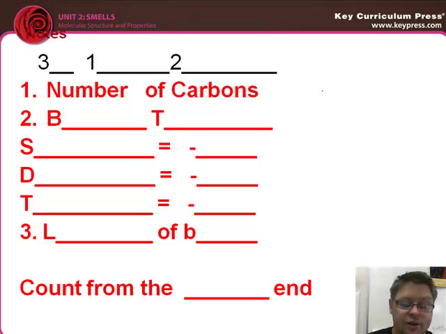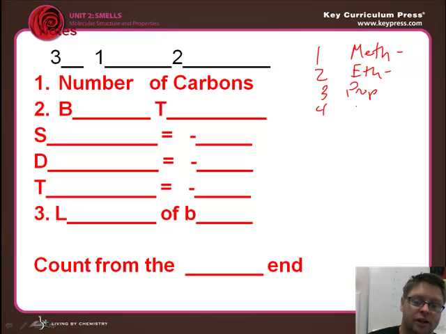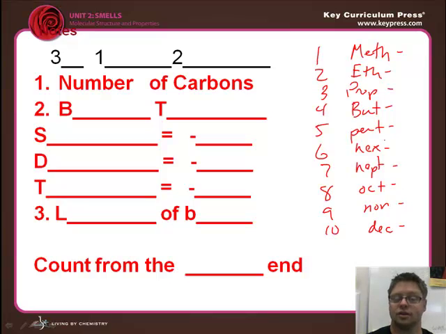As you can see on page S79, there's a chart that gives the prefixes here. 1 is meth, 2 is eth, 3 is prop, 4 is but, 5 is pent, 6 is hex, or hexa, but in this case it's hex, 7 is hept, 8 is oct, 9 is non, 10 is dec, and those are the prefixes used initially for the name. So the first thing you do is fill in the number of carbons.